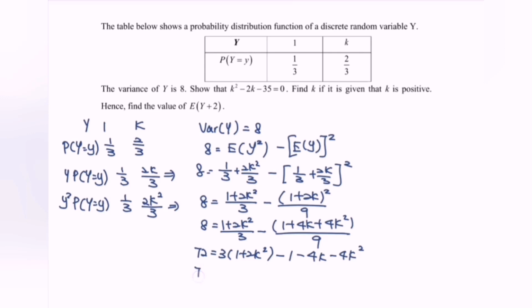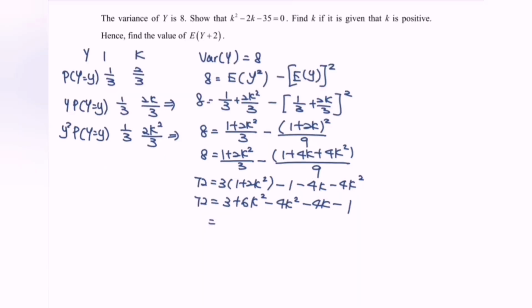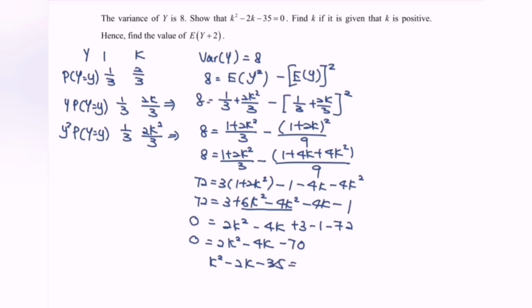Expand the situation. 72 is equals to 3 plus 6k squared minus 4k squared minus 4k minus 1. So rearrange the situation, where we have 2k squared minus 4k plus 3 minus 1 minus 72 equals 0. So where we will have 2k squared minus 4k minus 70 equals to 0. Divide by 2. So we will have k squared minus 2k minus 35 is equals to 0. And we already shown the situation.